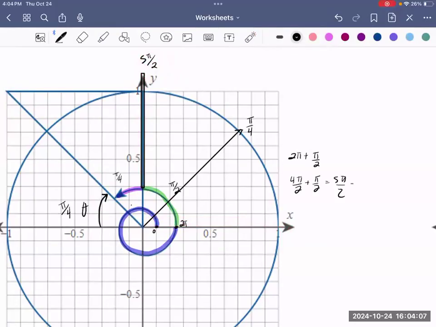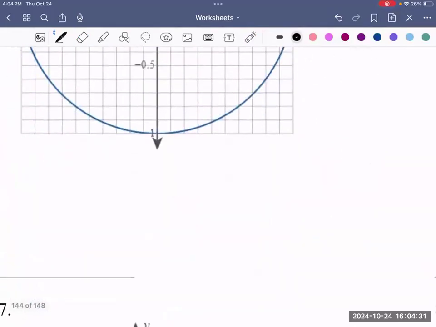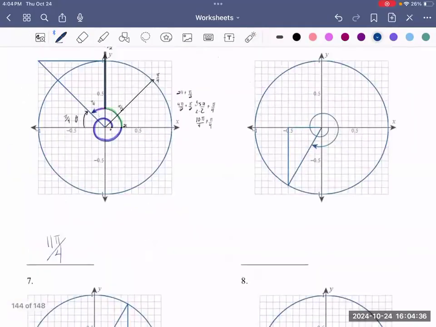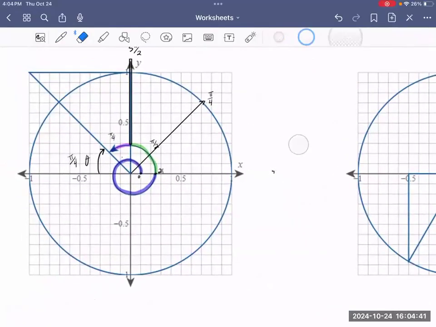So we can add an additional pi over 4 onto this 5 pi over 2. So we can get a common denominator. So 10 pi over 4 plus pi over 4 would make 11 pi over 4. So this whole thing should be 11 pi over 4 amount. Now there is another way to approach this as well. So let me get rid of that. We'll get rid of all of this.